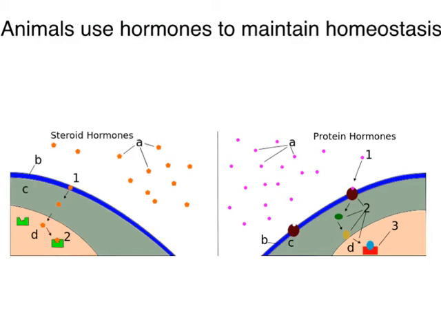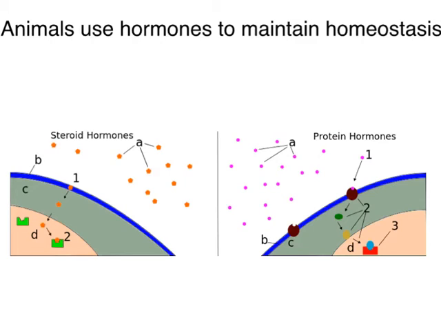So animals use hormones to maintain homeostasis. How do they use these hormones, and what are the different types of hormones? Well, the good news is that hormones are only broken down into two types, as you can see here, steroid and protein. I'm going to show you some of this in a second here. We're going to link it to cell communication.